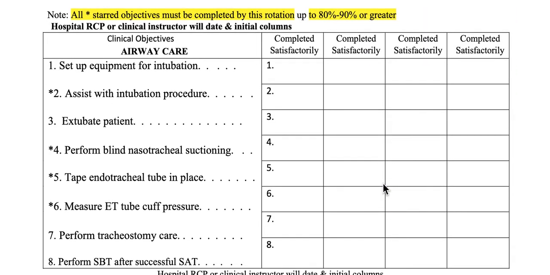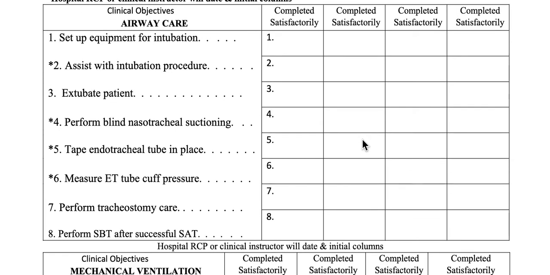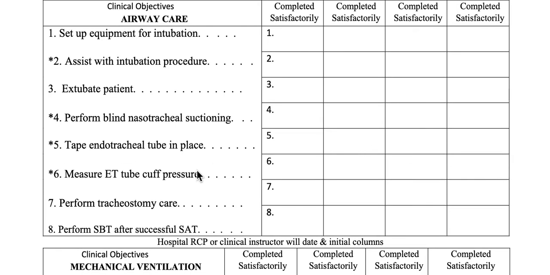Next we have what they're going to be accomplishing in this course when they're visiting the hospital. In the adult care ICU, they should complete this packet to at least 80%, up to 90%. 100% is the best, great, but they still have another course coming up next semester, so we have room. So 80% would be the best. Set up equipment for intubation, assist with intubation procedure, extubate the patient, perform blind nasal suction, tape endotracheal tube. I'll send you a copy of it.